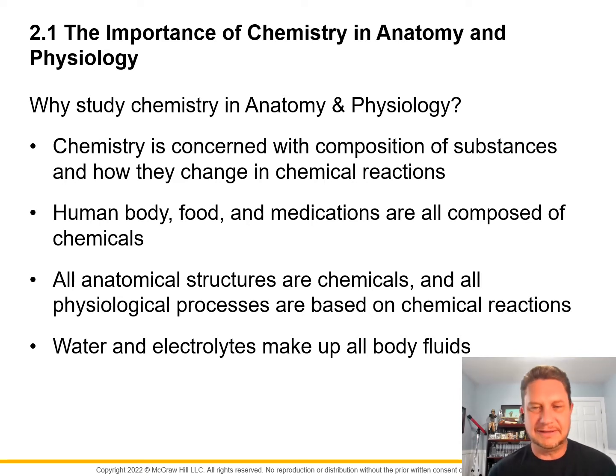Most students do not like the chemistry aspect, but you've got to understand the name anatomy and physiology. Physiology is the study of how things work, and when you're talking about the body, it's pretty much all chemistry. So you have to have chemistry.